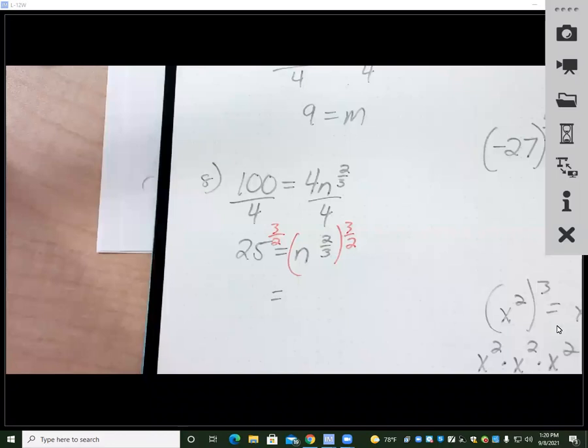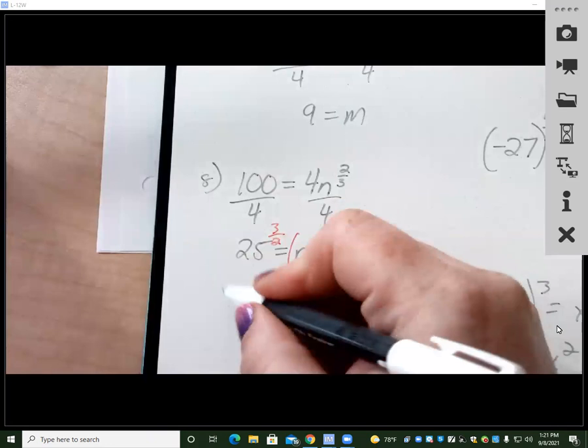125 is correct. Right? Did everybody follow that? So I've got a 2 in the denominator. So I want to do the square root of 25, which is just 5. And then I'm going to cube that value. 5 times 5 times 5 gets me 125. You with me? Everybody's okay? Okay. So I got a 125 on the left.